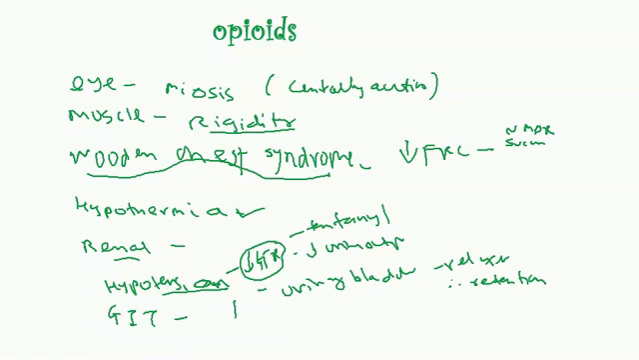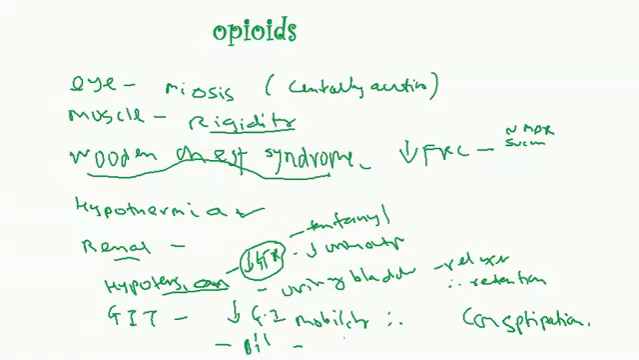On the GIT, decreased GI motility causes constipation. And in the biliary tract, it causes contraction of the sphincter of Oddi, therefore increases the pressure in the gallbladder.